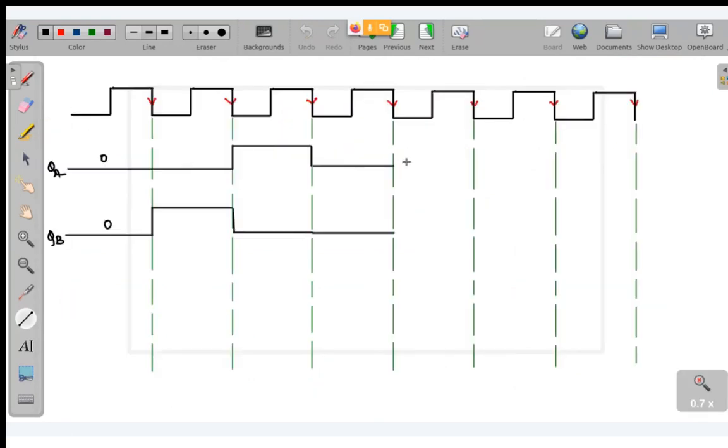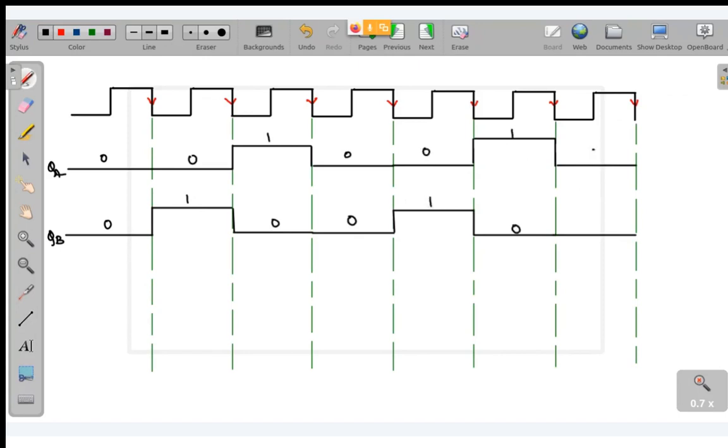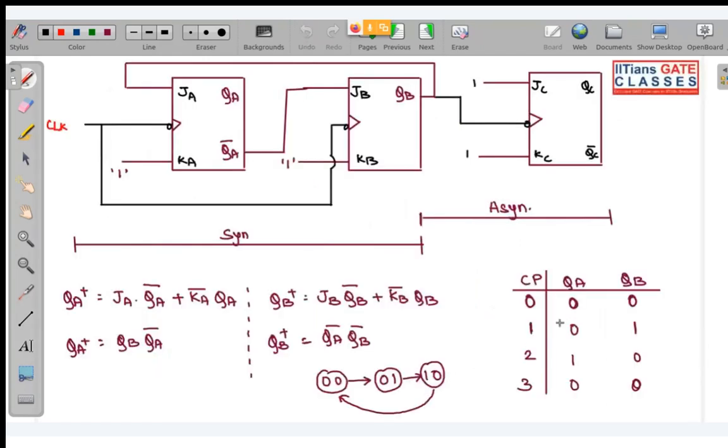So I need to copy this. Once again, this will be 0, 0. Then we have 0, 1. Then we have 1, 0. And then again we have 0, 0. So this will go on and on. Once again we have 0, 0, 0, 1, then 1, 0, then 0, 0. So this state is continuously going on.